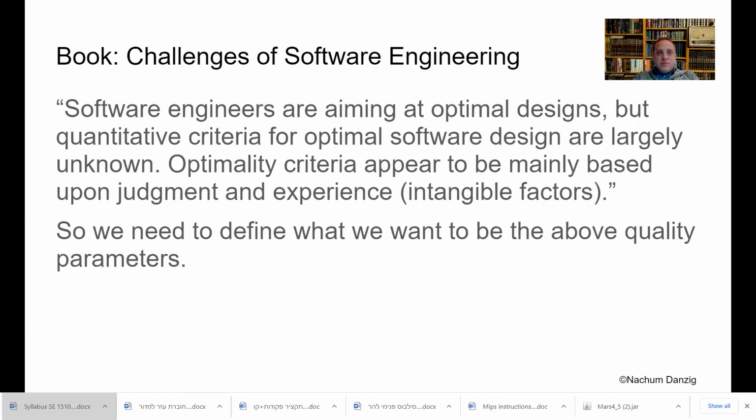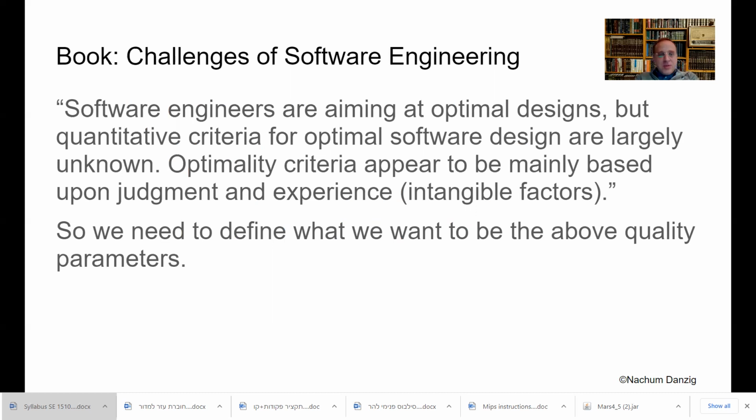There is a book called Challenges of Software Engineering. And in that book, it's written the following quote: software engineers are aiming at optimal designs, but quantitative criteria for optimal software design are largely unknown. In other words, software engineers are trying to have the best design, but we have no idea what constitutes the best design. We have no quantitative criteria.